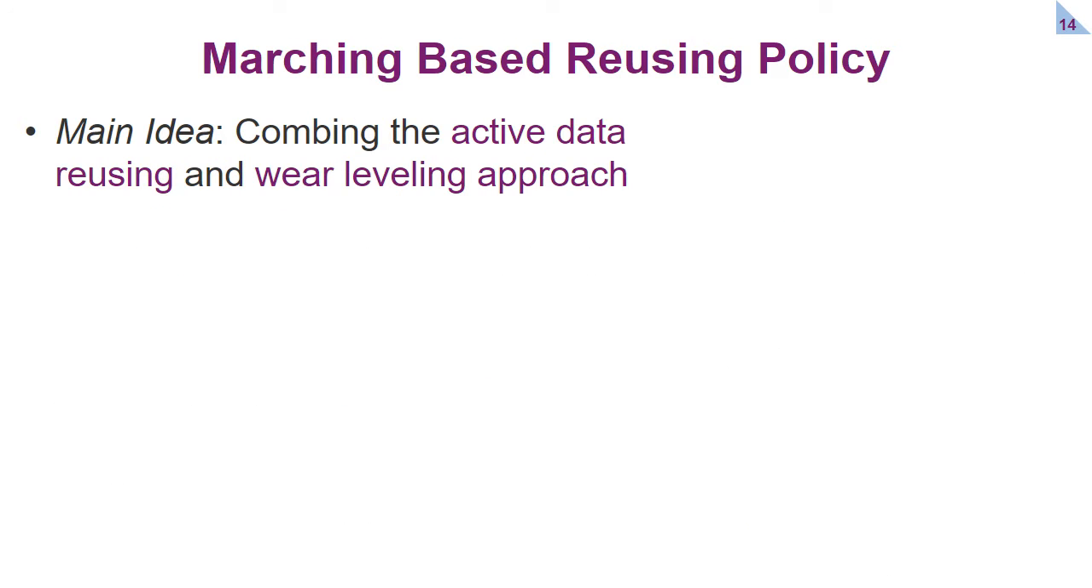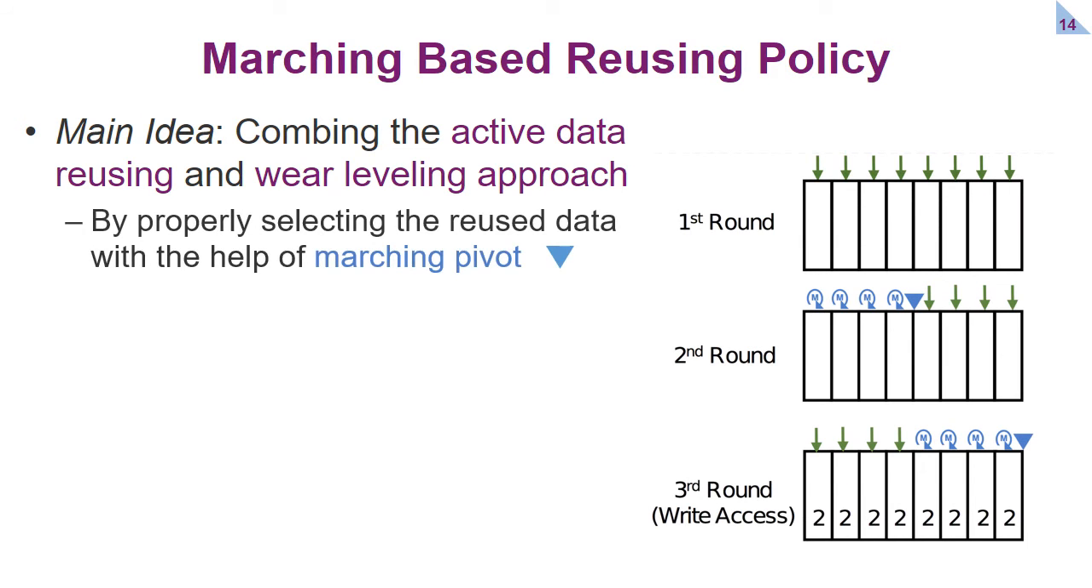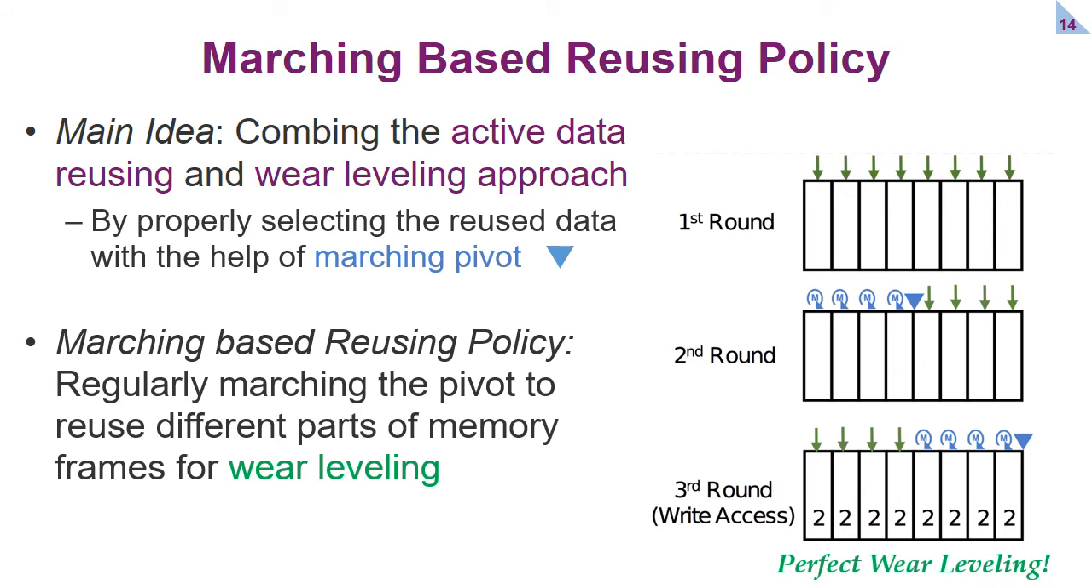To resolve the wear unleveling issue, we propose a margin-based reusing policy by combining the active data reusing and wear leveling. By properly selecting the reused data with the margin pivot, that is, we will move the margin pivot forward on each round. For example, in the second round, we will reuse the first 4 frames, and in the third round, the pivot is moved forward. Therefore, the next 4 frames are reused to achieve the wear leveling.